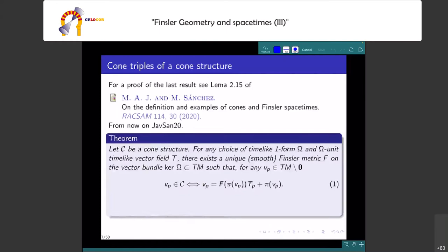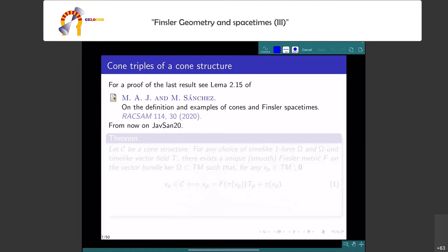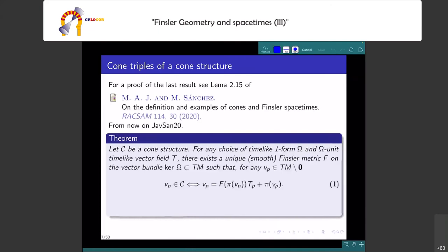But the important thing is that you can make a global choice, okay? At every point you can make many choices, and in fact you can match all the choices in order to have a global choice in all the manifold. Well, this is the paper that I'm going to follow mostly in a big part of the talk. Imagine that you fix an omega and a vector field T, there are many, then there is a unique Finsler metric on the kernel of omega with this property.